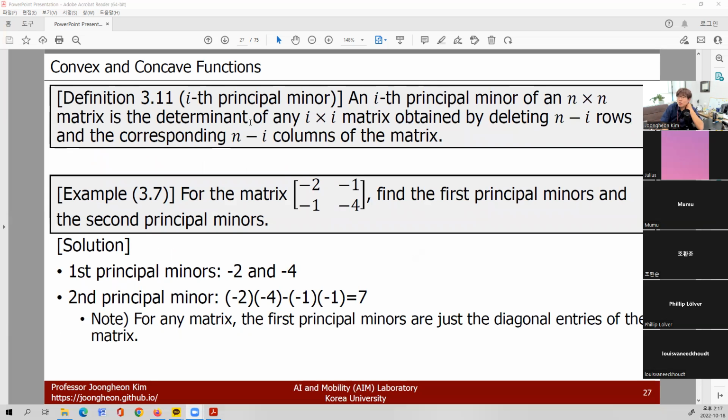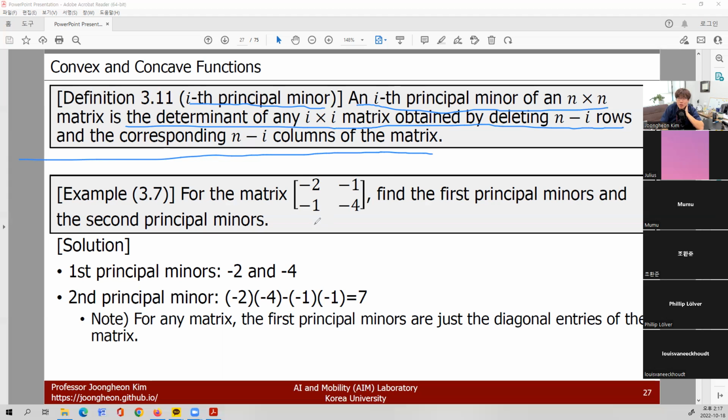So you will have another concept that is called the principal minor. You have to remember this one as well in order to use the Hessian concept in the optimization. So here, what is the principal minor? The I-th principal minor of an n by n matrix is the determinant of the I by I matrix obtained by deleting n minus I rows and the corresponding n minus I columns of the matrix.